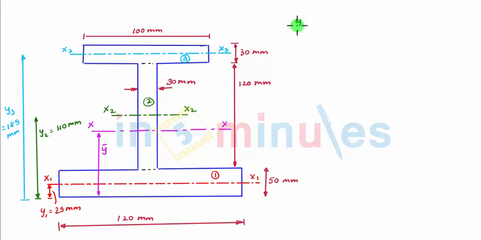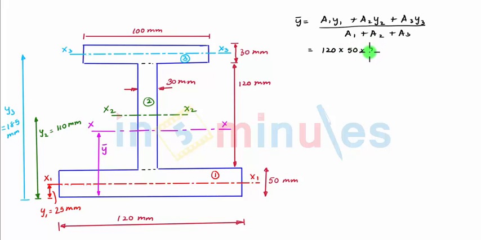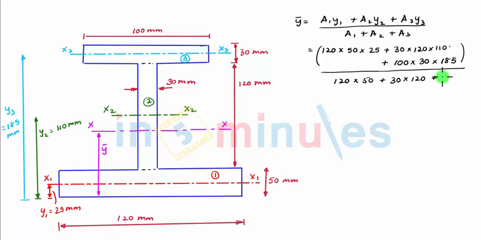Now your y bar is given as a1 y1 plus a2 y2 plus a3 y3 upon a1 plus a2 plus a3. So upon substituting the values, we get a1 is 120 into 50 and y1 is 25 mm, plus a2 is 30 into 120 and y2 is 110 mm, plus a3 is 100 into 30 and y3 is 185 mm. This whole upon a1 plus a2 plus a3. So y bar comes out to be 63.57 mm. Let us denote this value on the figure.